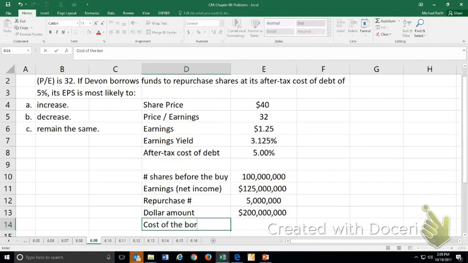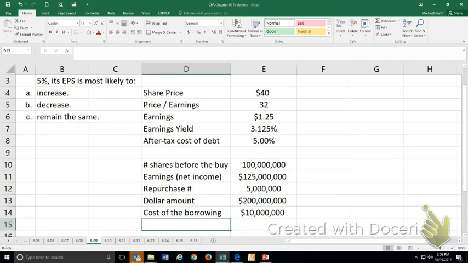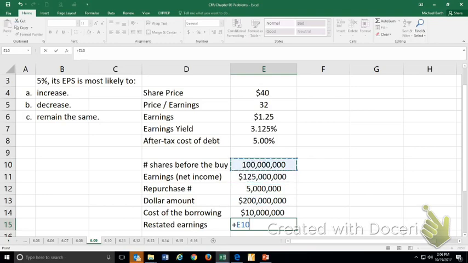The cost of the borrowing, the after-tax cost of the borrowing, would be the $200 million you need to borrow to get it done times the cost of borrowing. So it's going to cost you $10 million to borrow that money back. So if the restated earnings, all right, before you did the share buyback, it was $125 million. After the buyback, you would have had to have paid the $10 million per year to borrow the money.